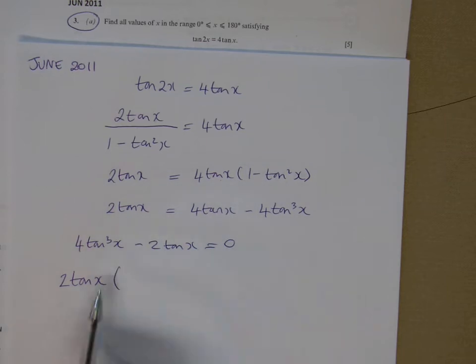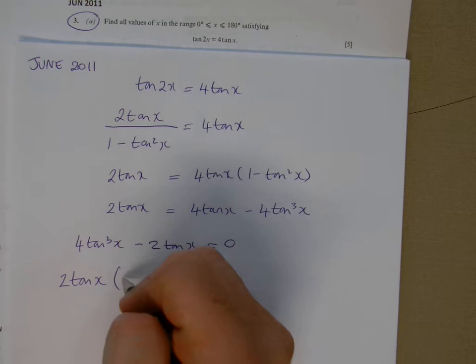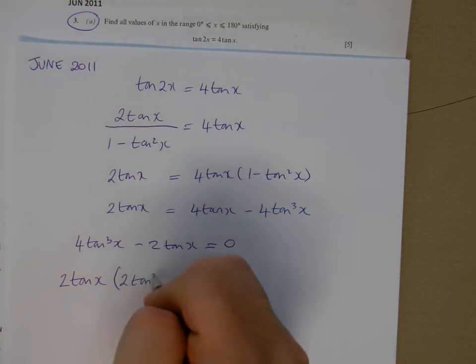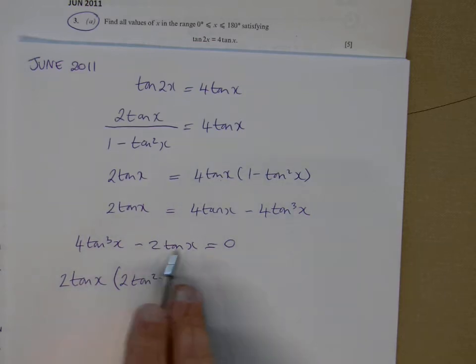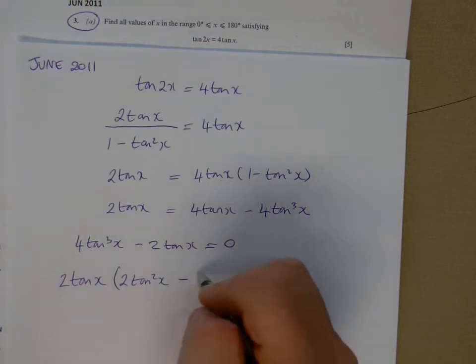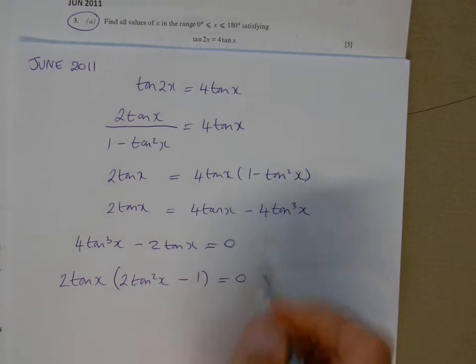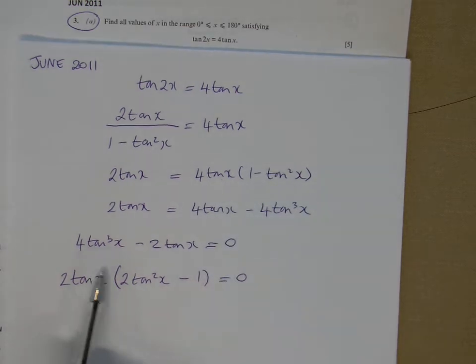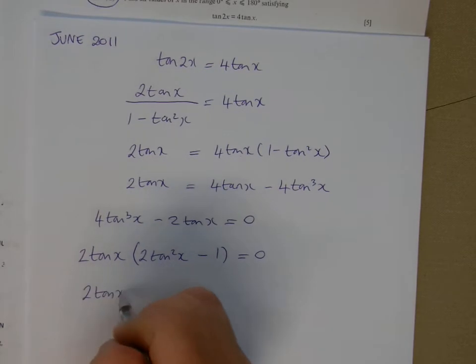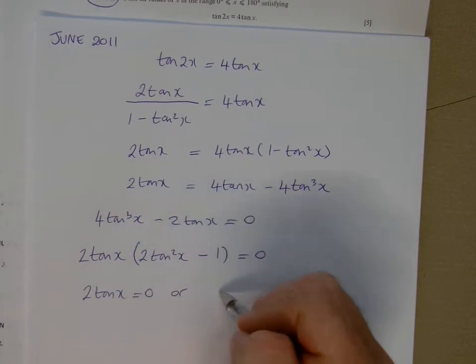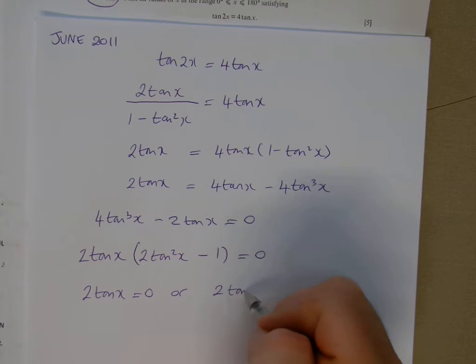In the bracket, what do I times by 2 tan x to get this? Well, that would be 2 tan squared x, okay? That will give me tan cubed x. And then what do I times by 2 tan x to get minus 2 tan x? Well, that will be minus 1. And that equals 0. So when I've got something times something equals 0, either the first thing is 0 or the bracket is 0.